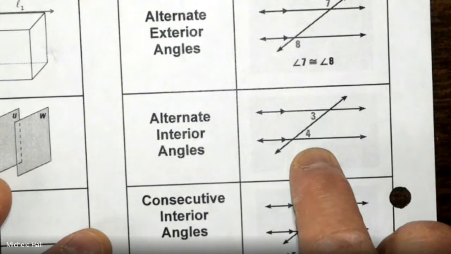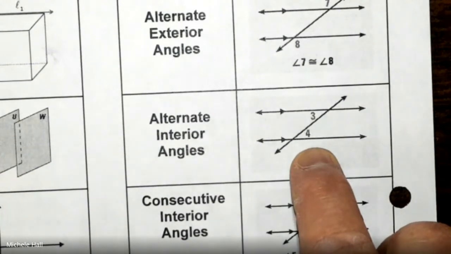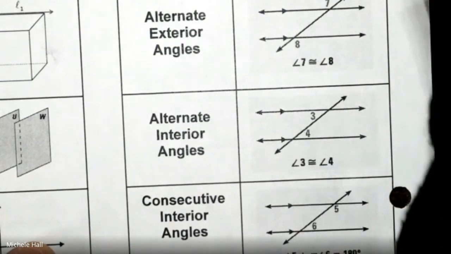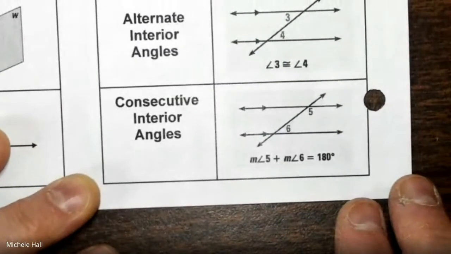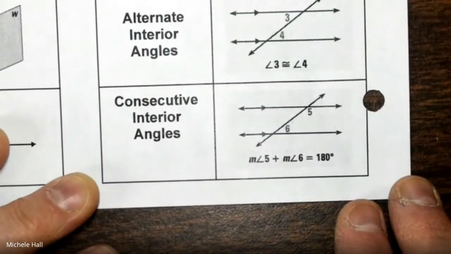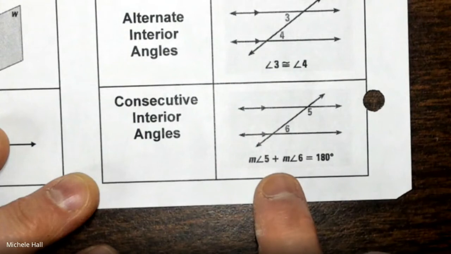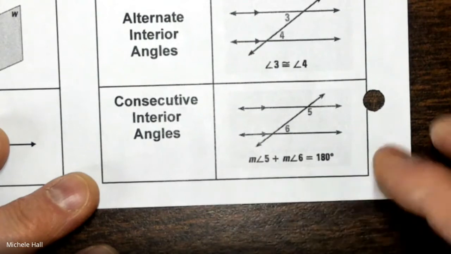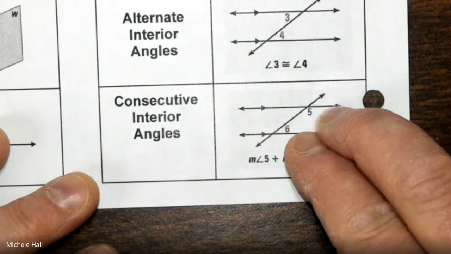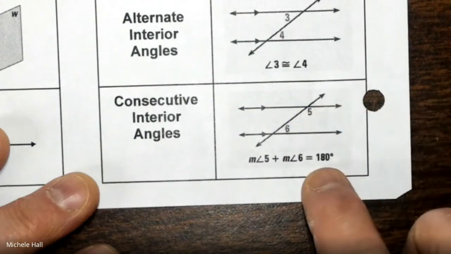Alternating interior angles are equal to each other. The only one that's different is the consecutive interior angles. They're not equal to each other. What are consecutive interior angles? They're supplementary angles because if I add up those consecutive interiors, they equal 180. That's the only one that's different. When they're on the same side, they're like supplements. I can add them up and it equals 180.